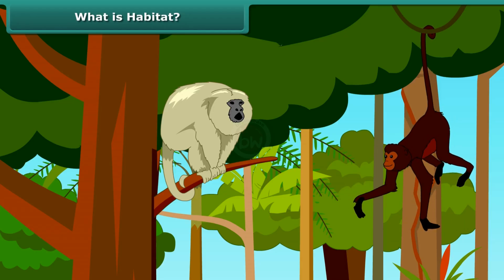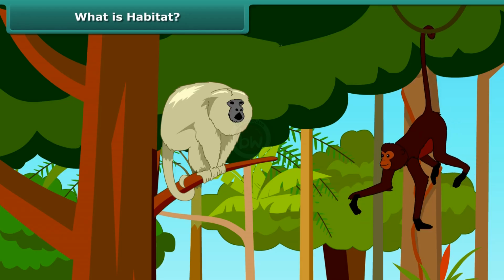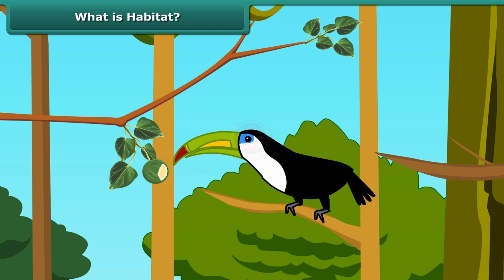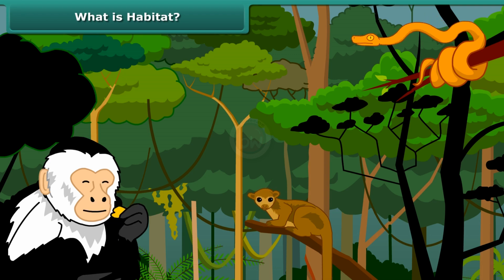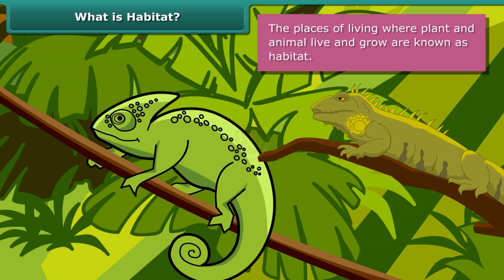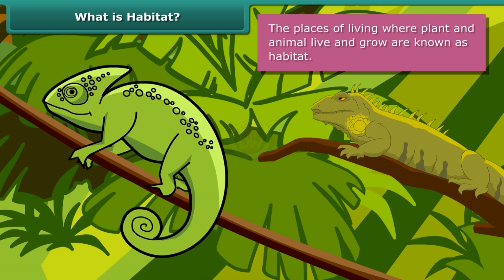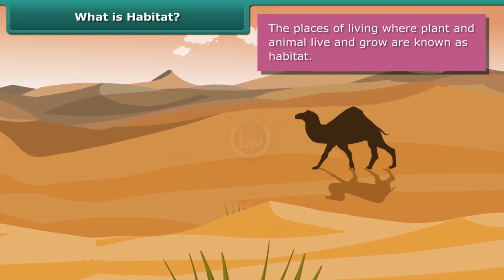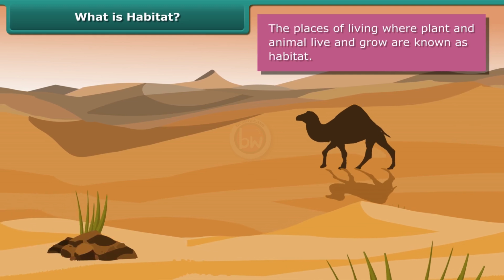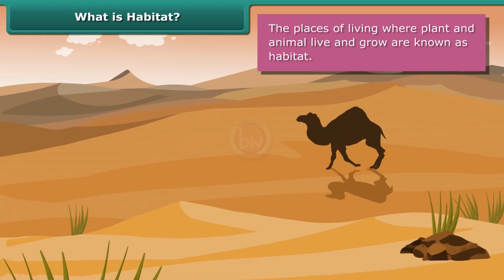We all know that every organism requires some place where its basic necessities like food, water, and shelter can be met. This place of living where plants and animals live and grow is known as habitat. All living organisms should adapt themselves to their habitat to thrive and survive in the surroundings.